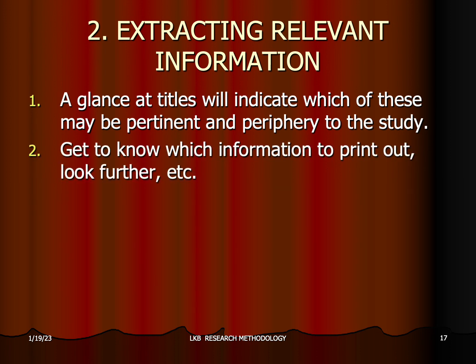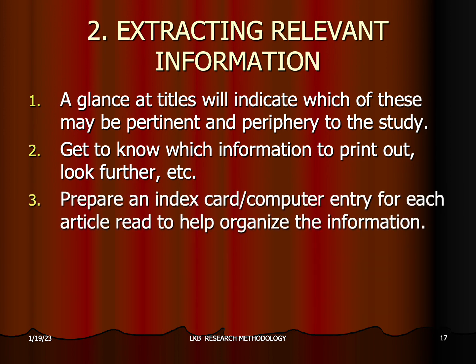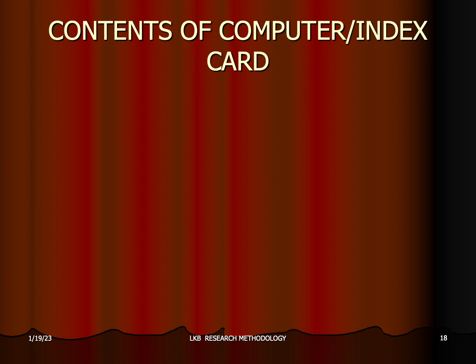Then from there, you're able to know which information to read further, print out, save, and then you'll be able to prepare an index card or a computer entry for each article to help us organize the information. Many years ago, we used to use a physical card, which we would write on, call it an index card, and you'd arrange those cards later in a logical way and use them to do your write-up. Currently, we have many other ways to organize the information. As we shall see, technology has made it much easier.